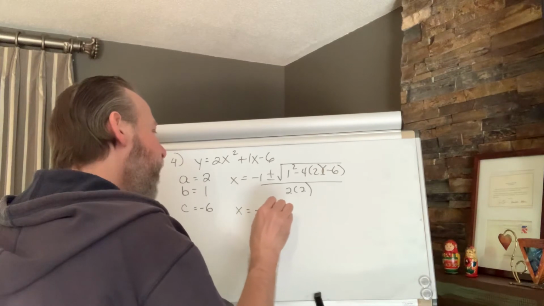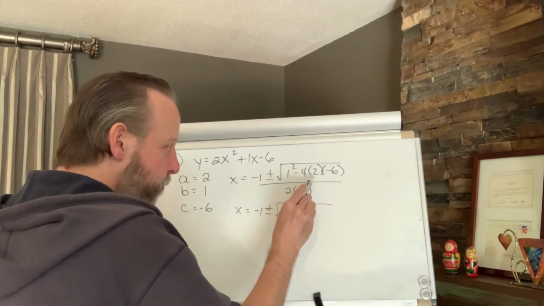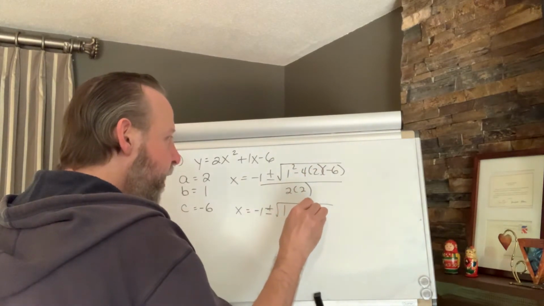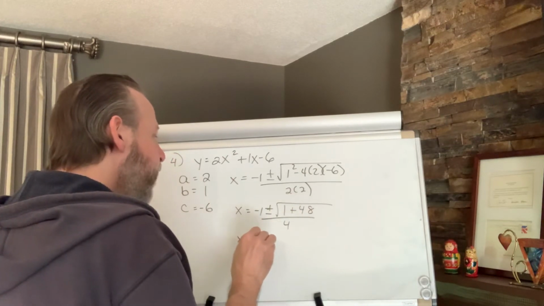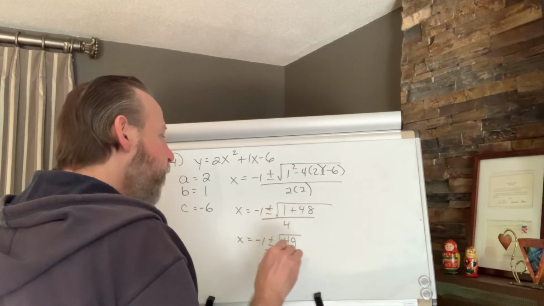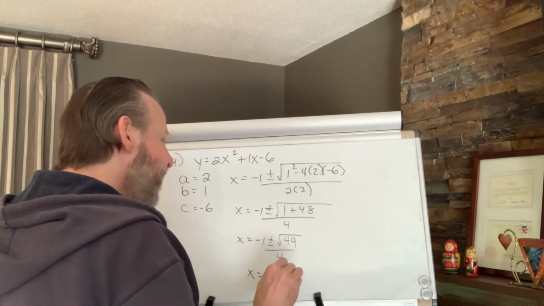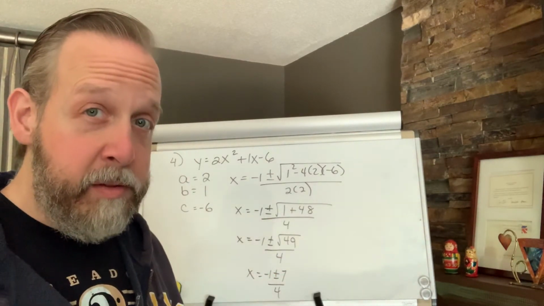-1 plus or minus the square root of 1 minus 4 times 2 is -8, times -6 is positive 48, all over 4. That's -1 plus or minus the square root of 49 over 4, and hopefully you know the square root of 49 is 7. So it's -1 plus or minus 7 over 4.